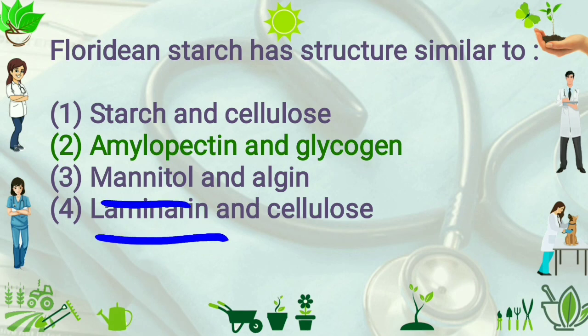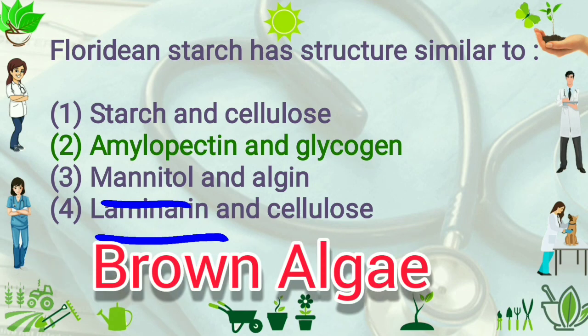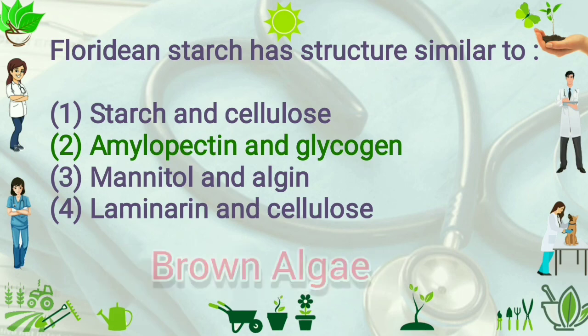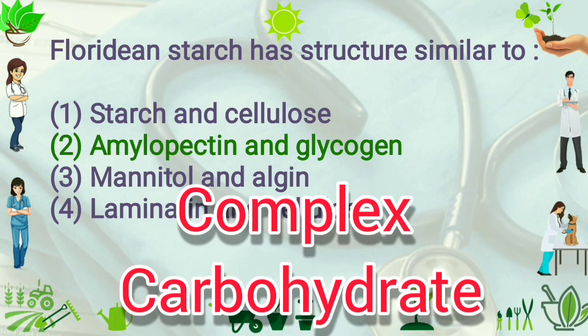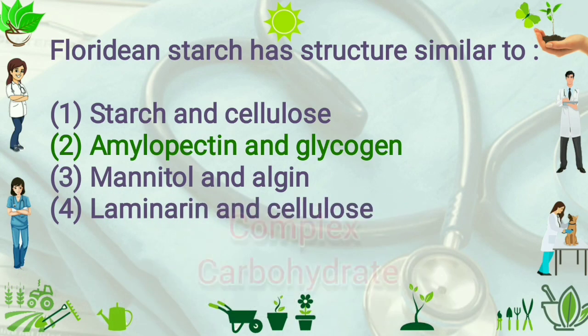Laminarin and mannitol are the storage food materials of the group Phaeophyceae or brown algae. Laminarin is a complex carbohydrate and mannitol is a sugar alcohol.